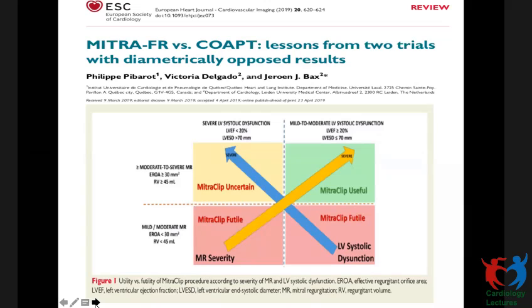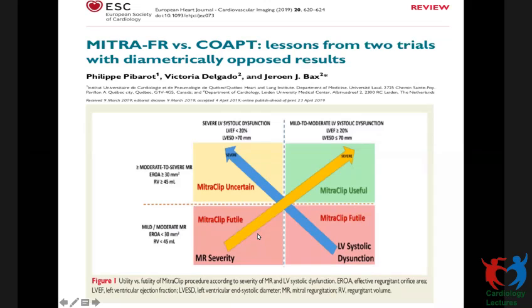And altogether, these 900 patients kept together, they found out that the MitraClip is best useful in patients with mild to moderate LV systolic dysfunction, with a minimum LV ejection fraction equal to or more than 20, with LV end systolic dimension of less than 70, with moderate to severe MR with effective orifice area greater than 30 mm and regurgitant volume greater than 40 mm. Whereas in the rest of the population, either it is futile or the result was uncertain.